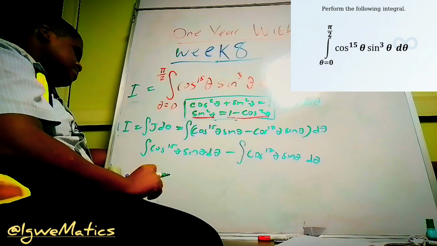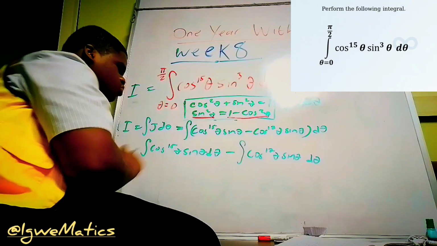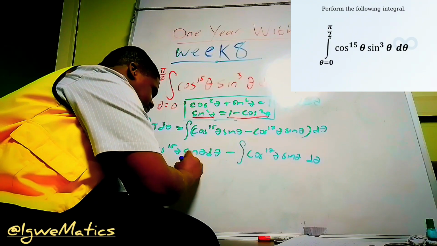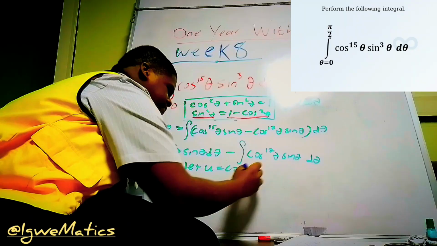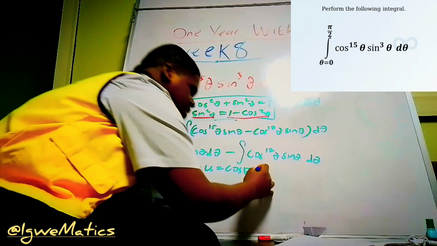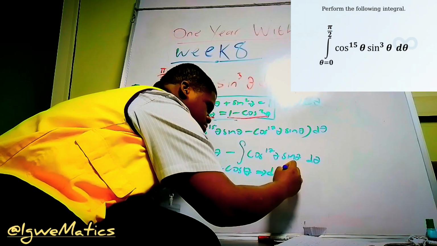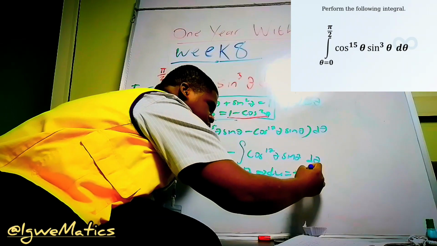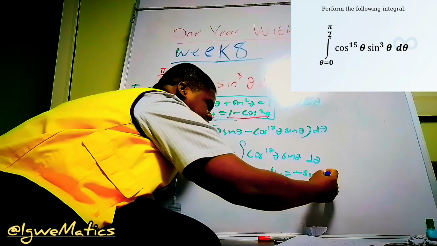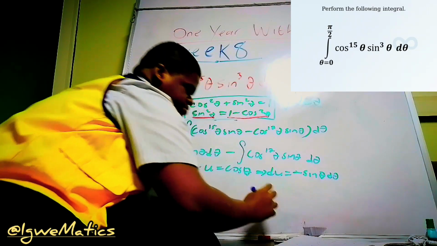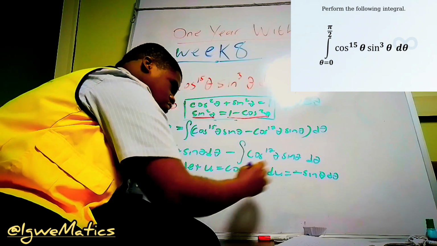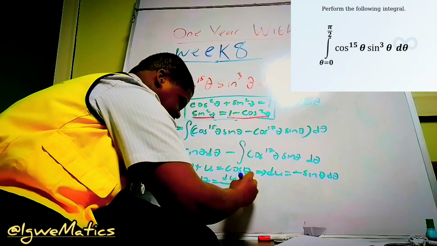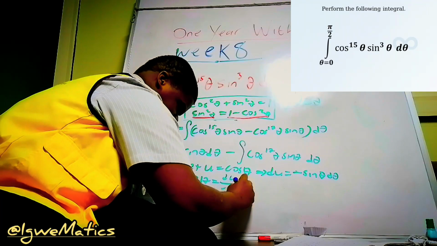Now we can solve this. If you apply a u substitution, let u equal cos theta. This implies that du is equal to minus sine theta d theta. This also implies that d theta is equal to du divided by minus sine theta.